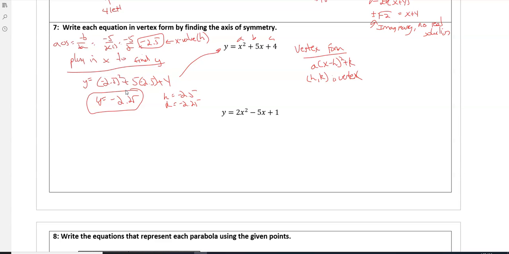So my equation, a is 1, right, on the outside. So it'd be y equals 1 times x minus negative 2.5 squared, and then it would be minus 2.25 for the k, right? So that's going to be x plus 2.5 squared minus 2.25, and that is my final answer.